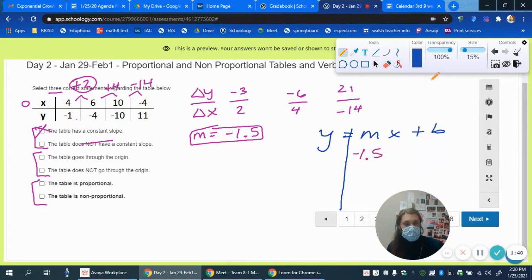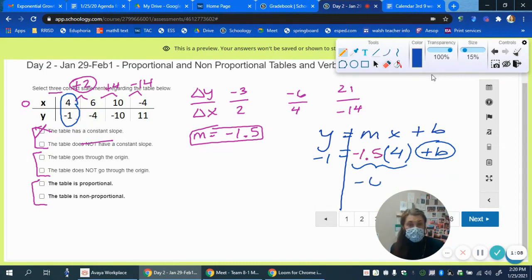And then to finish this up, we're going to substitute for x and for y. And we're going to substitute one of these coordinates. You can pick whichever coordinate you want. I'm going to go ahead and use this one though. The 4 is the x value, and the y is -1. And then I'm going to try to get b by itself. So 4 times -1.5 gives me -6. So now I have -1 is equal to -6 plus b.